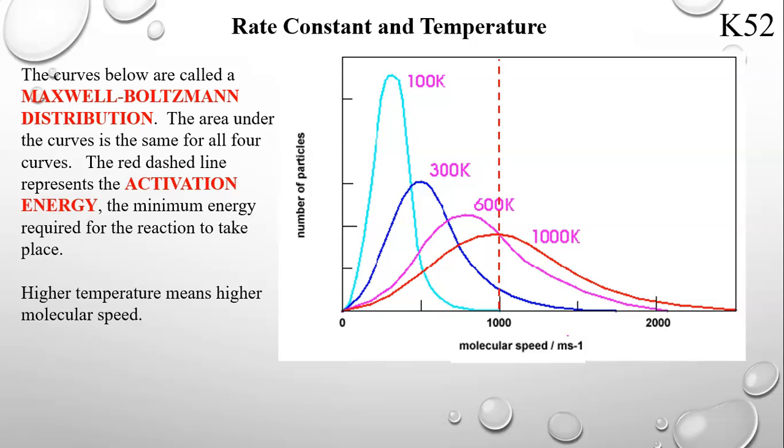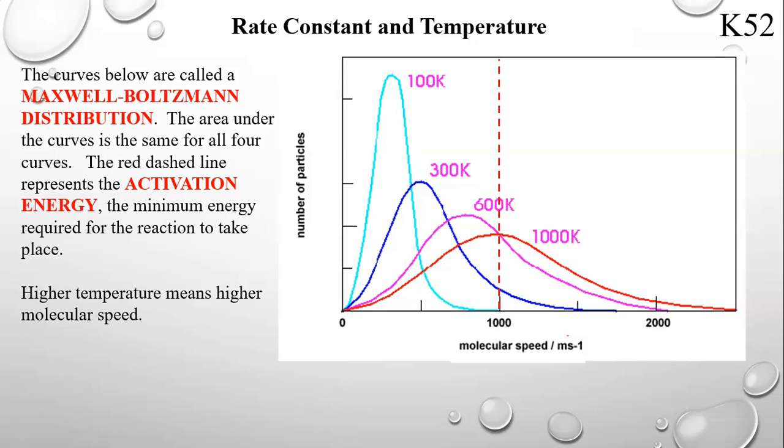If you look at 300 K, you have a small fraction of them that are to the right of the dashed red line. That means a few of them will break apart, but not very many. 600 K, that's more. And at 1000 K, it looks like roughly half of them have enough energy to break apart and half of them don't. So that's what a Maxwell-Boltzmann curve tells you.